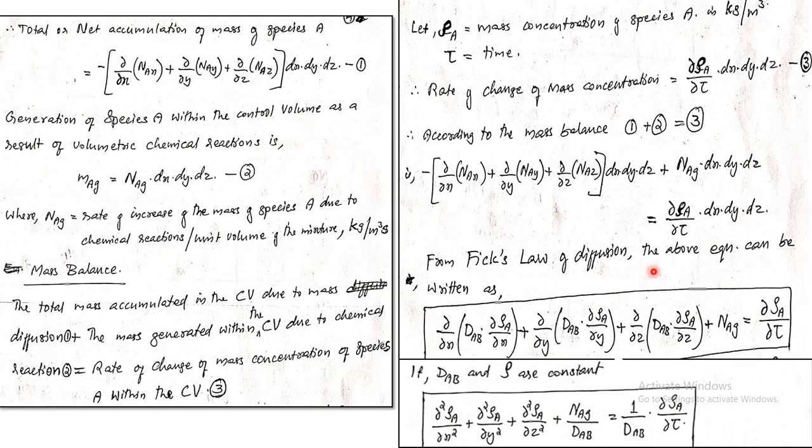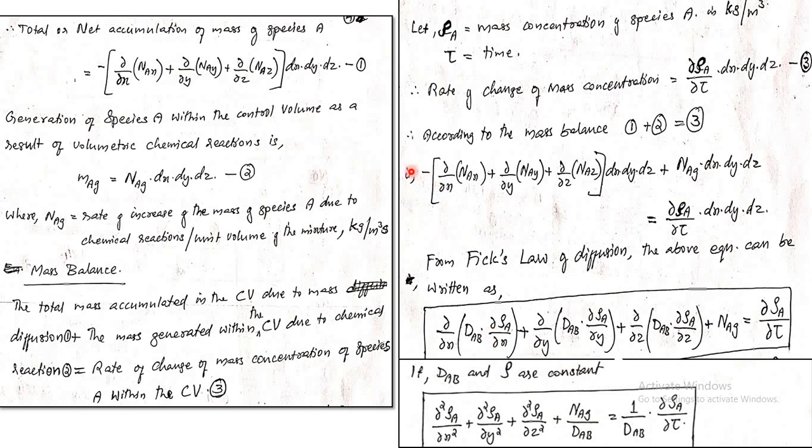From Fick's law of diffusion, you can cancel all these volume terms dx dy dz, then apply Fick's law here. The above equation can be written as n_Ax, that is m_A/A, equal to minus D_AB ∂ρA/∂x, that is Fick's law of diffusion in one direction. n_Ax is equal to m_A/A, the mass flux in x direction of species A, that is equal to Fick's law, minus D_AB ∂ρA/∂x.